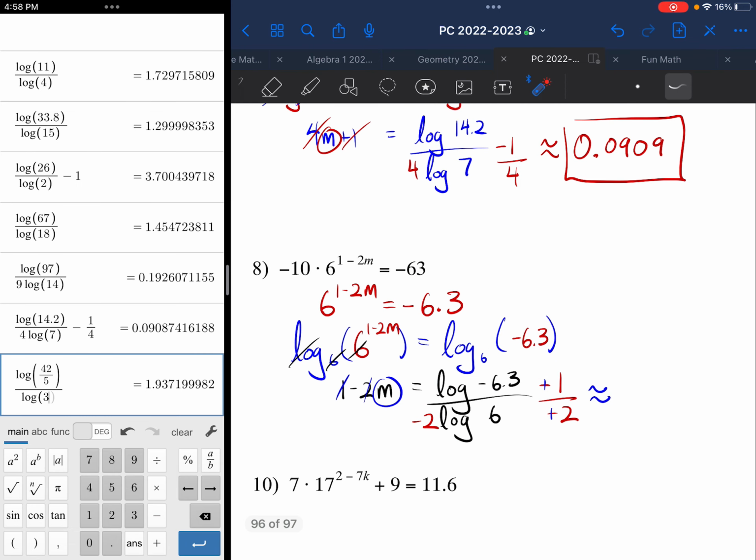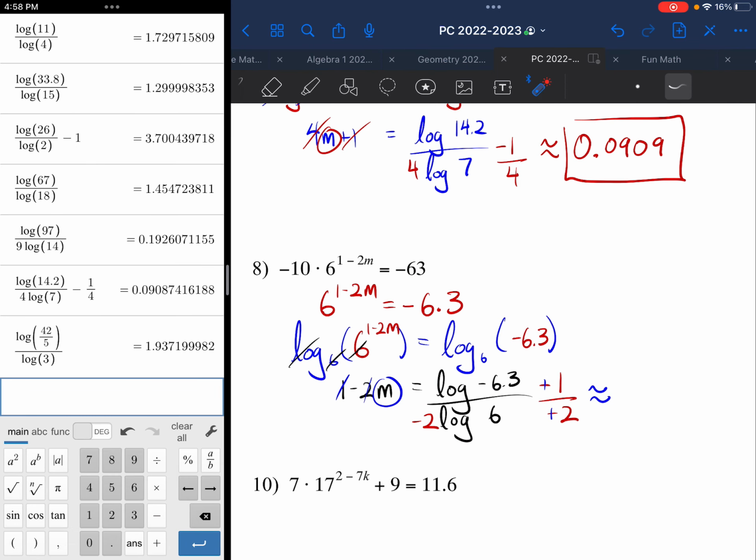What are you? Well, calculator, tell me, what are you? In the numerator, we have log of negative 6.3, which is undefined. Wait a second. Did I make a mistake? Yes, I did. Okay, if you caught it before here, you can pause the video and try to find it. All right, now that you've unpaused the video, the mistake was here. I said that a negative divided by a negative was a negative. That's not true at all, because otherwise this is unsolvable. And it is solvable in this case.